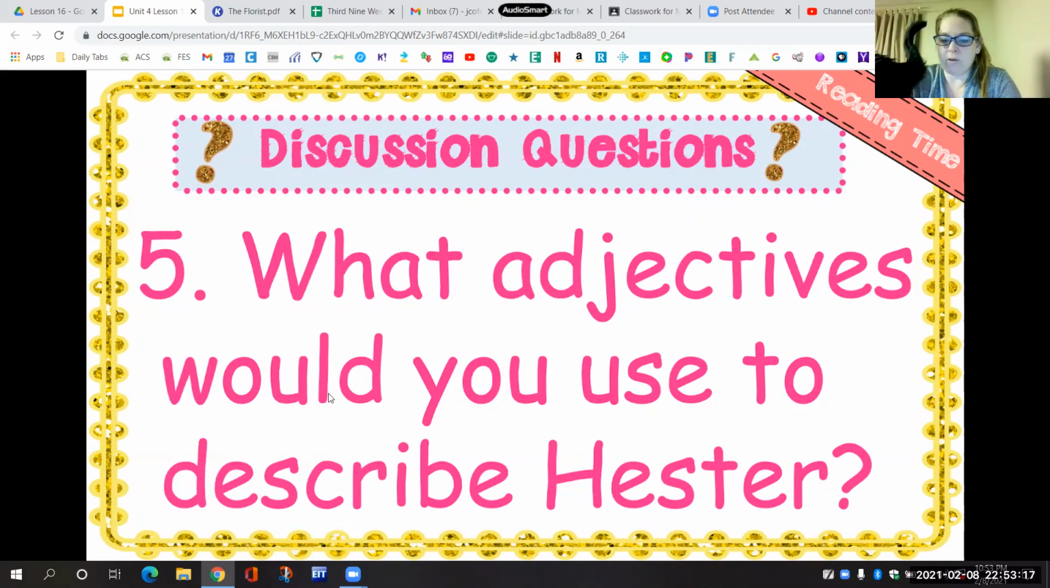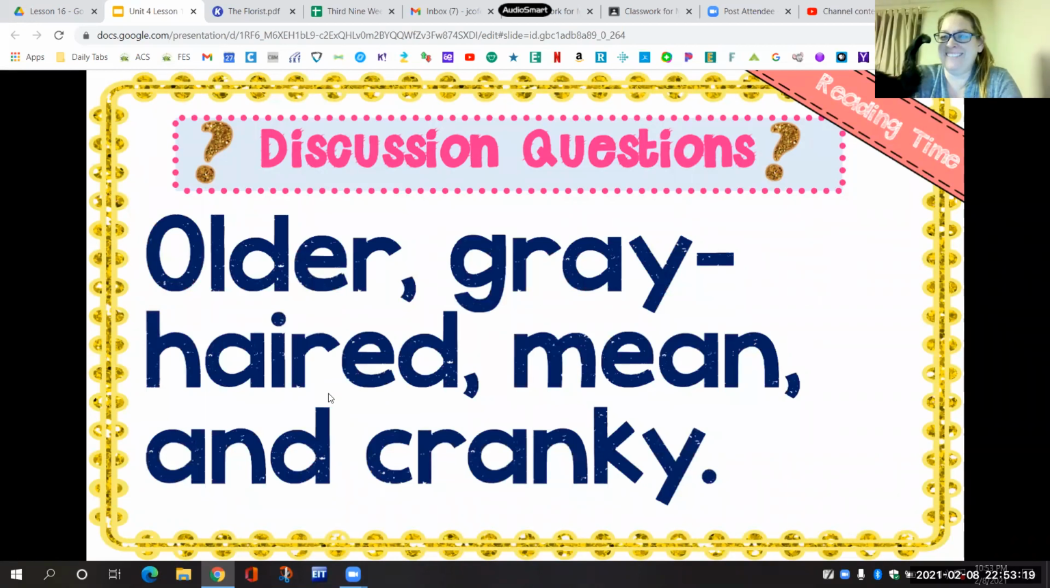So we know that she was older. We know that she had gray hair. We know that Kurt says she was mean, and she did seem very cranky. So those are always adjectives to describe Hester.